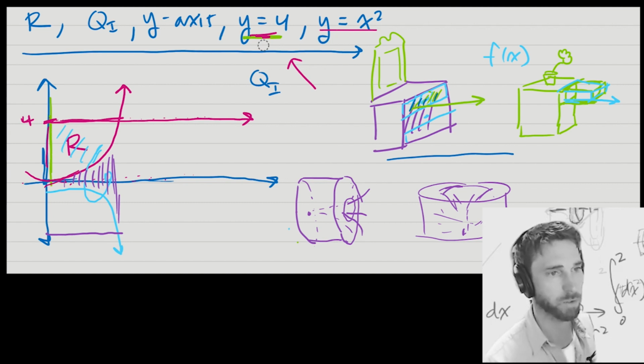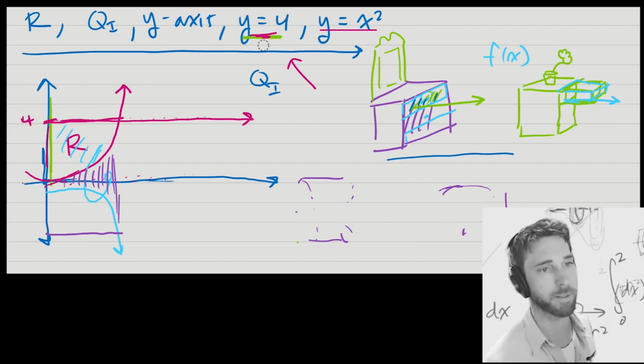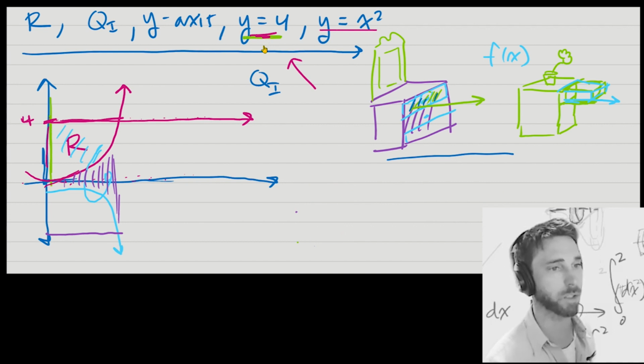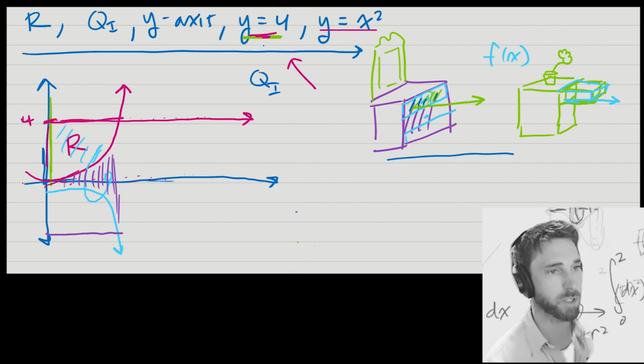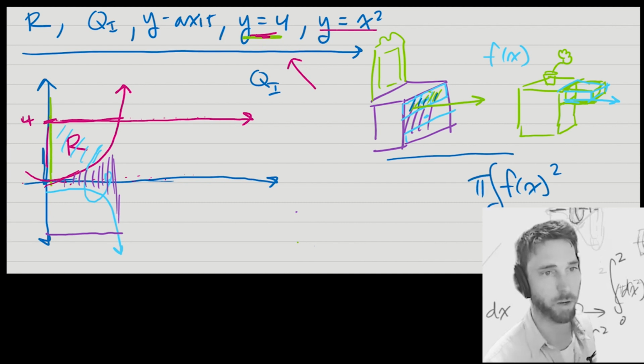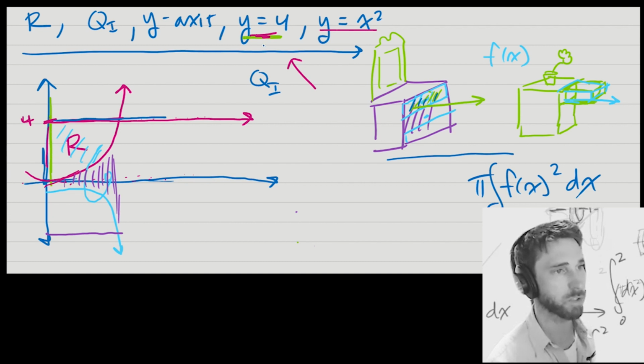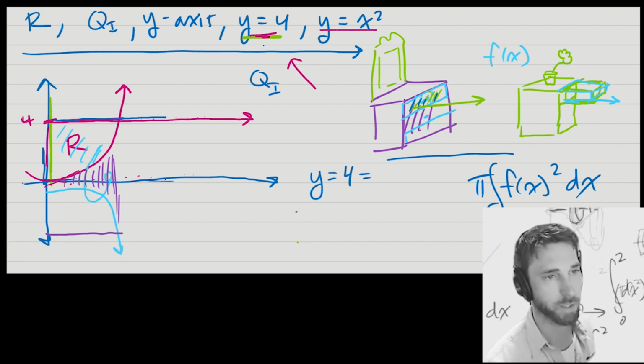So how are we going to do that? How do we set up that integral? Let's take a look. If we remember from the previous disk method, we're just going to take f of x, square it, and integrate pi dx, from pi r squared. So what does that look like revolving around the x-axis? We're going to take this function, y equals 4, and it's really important, this is where students get tripped up, y equals 4 is the same thing as f of x equals 4.